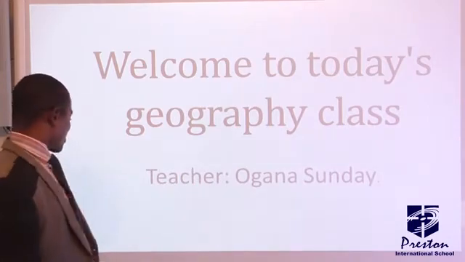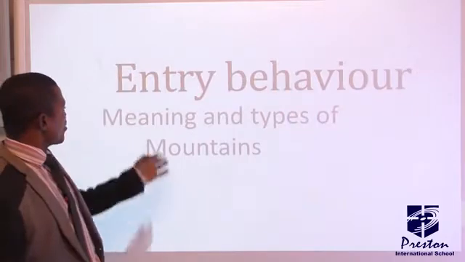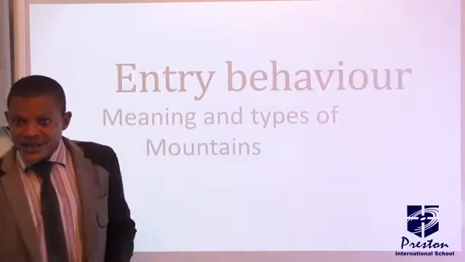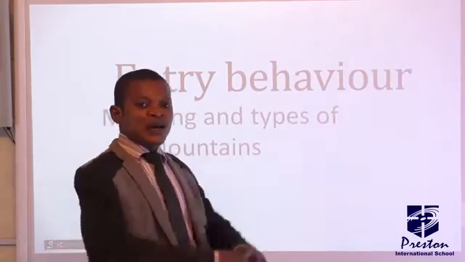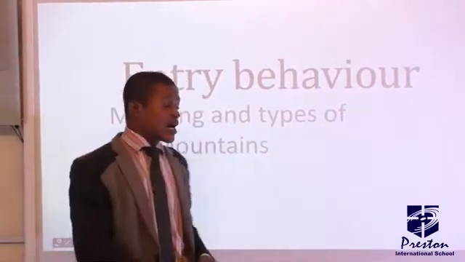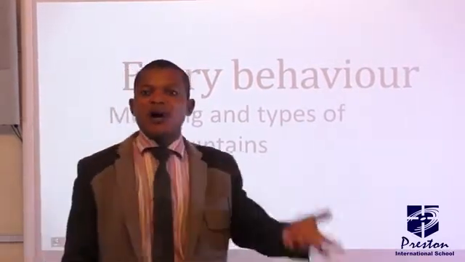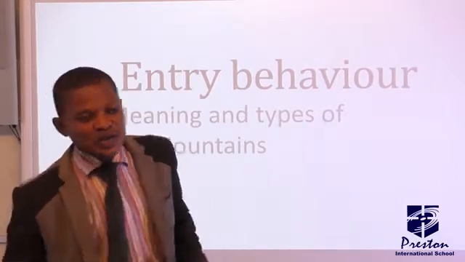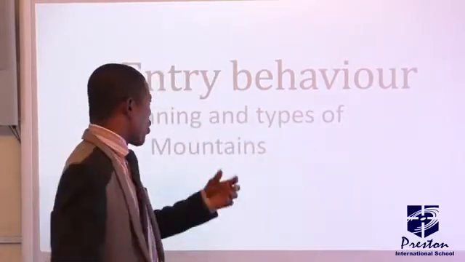In the last class, we looked at the meaning and types of mountains. I told you a mountain is any highland 600 meters and above. And we looked at the 4 major types of mountains: block mountains, fold mountains, volcanic mountains, and residual mountains. So, the 4 we mentioned.